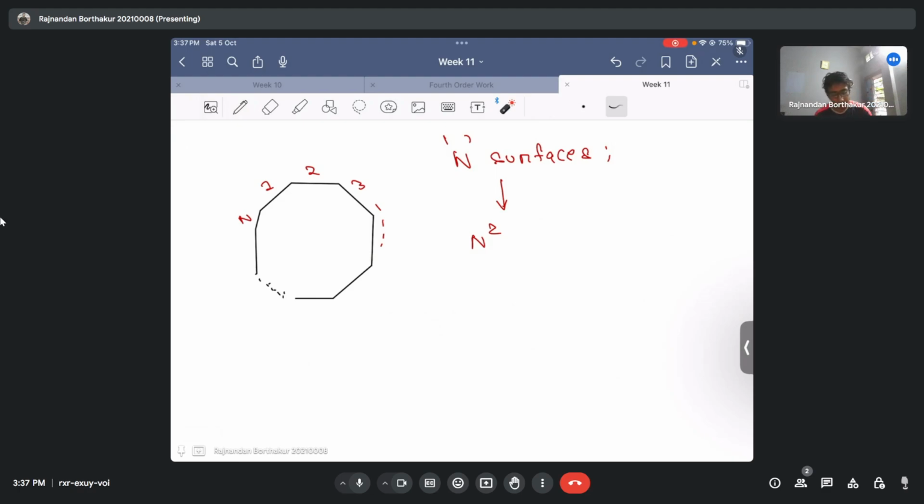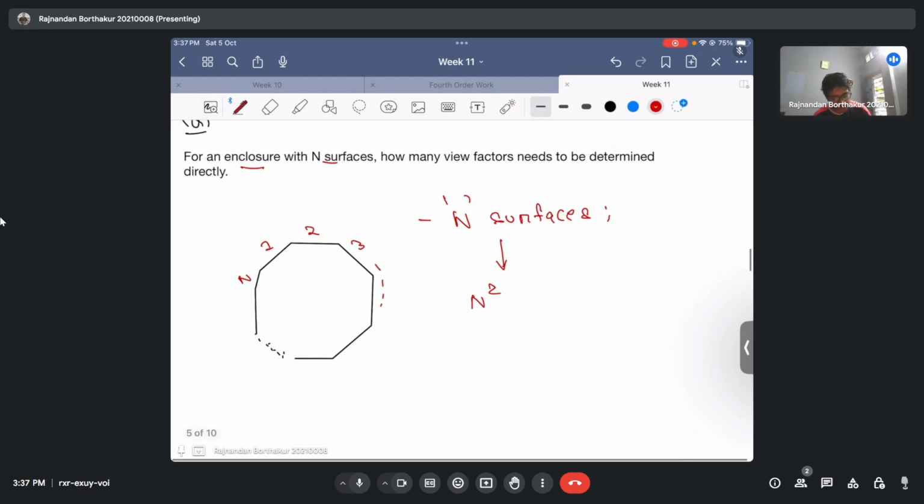So in general, this is something that you need to understand. If I have n surfaces, there will be as many as n squared view factors. So this is the maximum number of view factors that can be possible for n number of surfaces. So if I have n surfaces, n squared is the total number of, I would say, possible view factors.